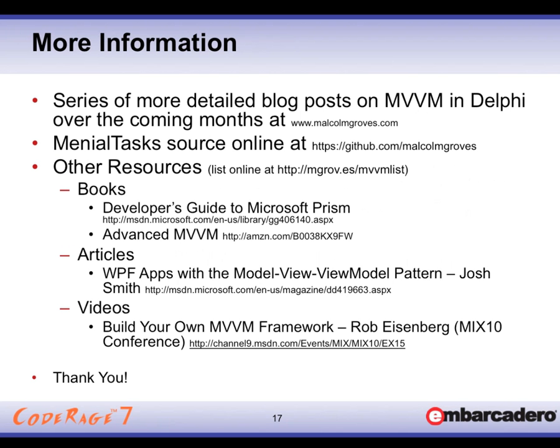Where can you get some more information? This session I'm using as the starting point for a series of more detailed blog posts over the coming months on my website. So if you're interested in more information, I will be posting more detailed stuff as I explore MVVM further over the coming months. The source code for this example is available up at GitHub, my GitHub page. There are a bunch of other resources there. That'll do us as an introduction.